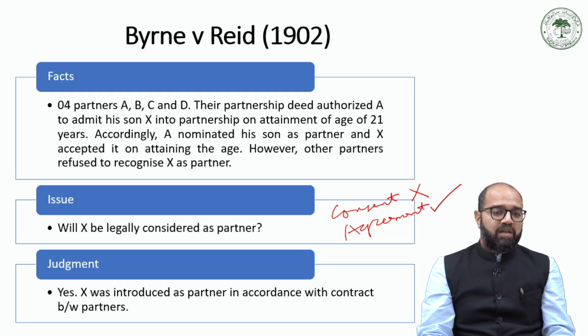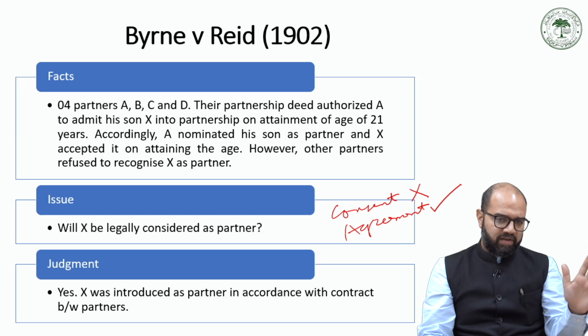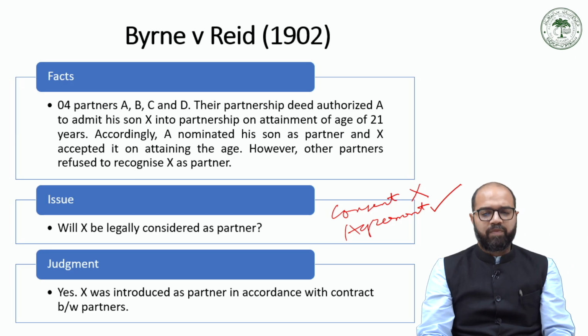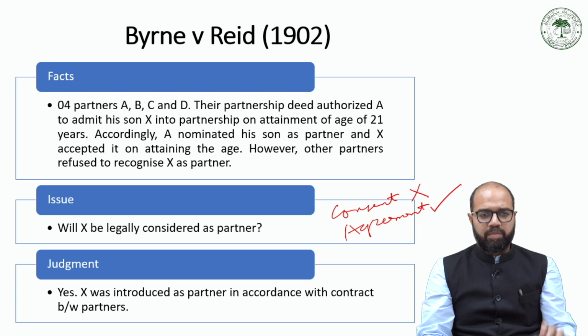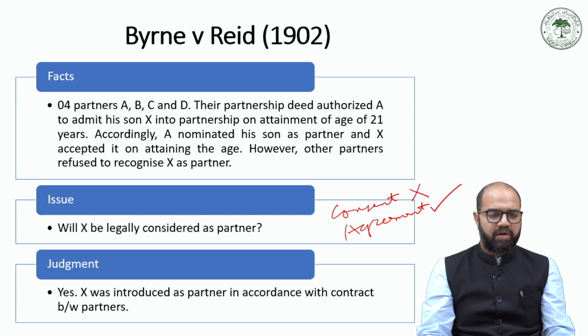Accordingly, the judgment in this case was that yes, X will be legally considered as a partner in the partnership firm, because the rule contained under section 31 could be modified or varied by the partners through a provision in the partnership deed which modifies the rule of unanimity, and so X was introduced as a partner in accordance with the contract between the partners.